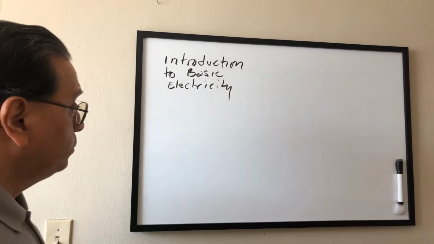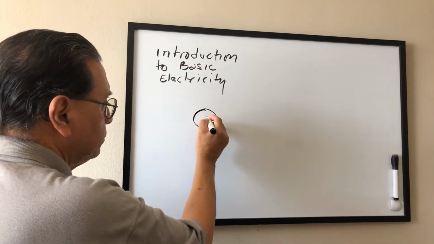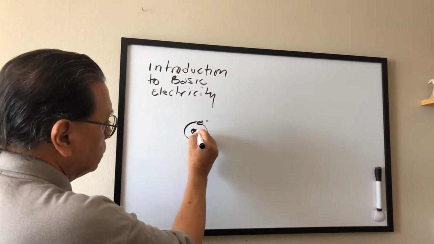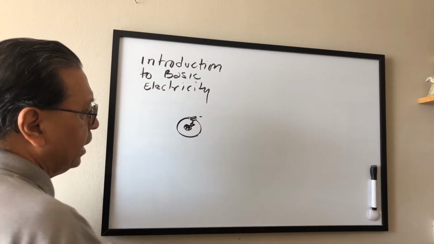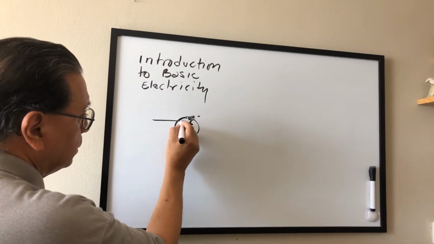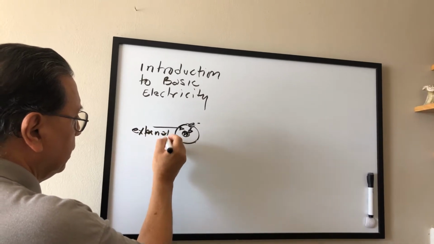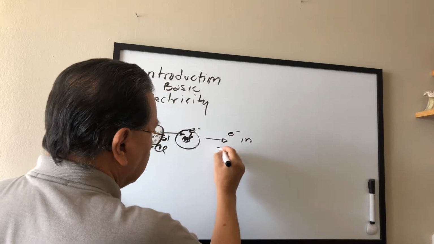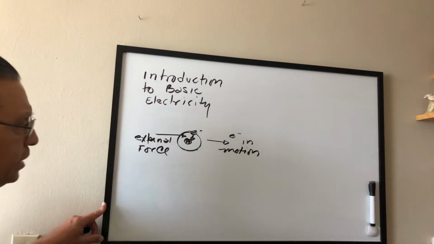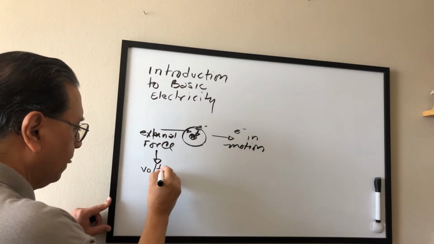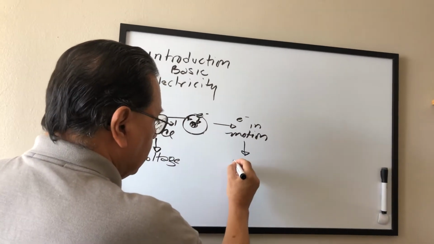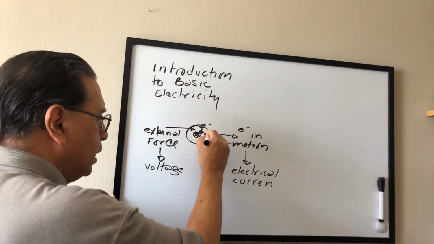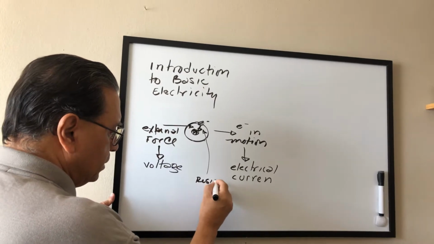Okay, and so first of all, we need to understand that we have atoms, and the atom on the peripheral area has negative electrical charge, and at the center we have positive electrical charge. So there is an attraction between the electrons and the protons. So in order to release the electron, we need an external force. So when the electrons are released, we have electrons in motion, and the external force is what we know as voltage, and the electron in motion is what we know as electrical current. And the attraction between the electrons and protons is what we know as resistance.